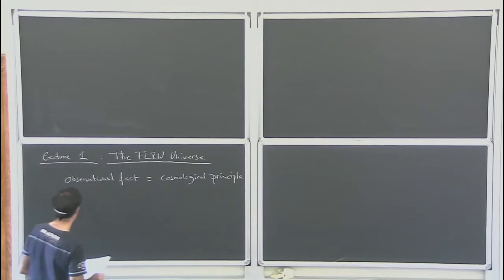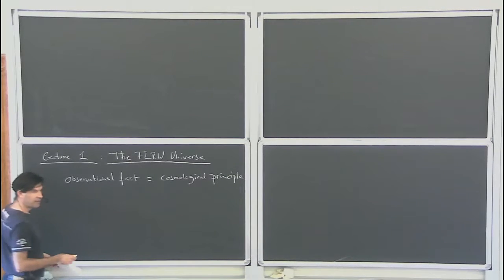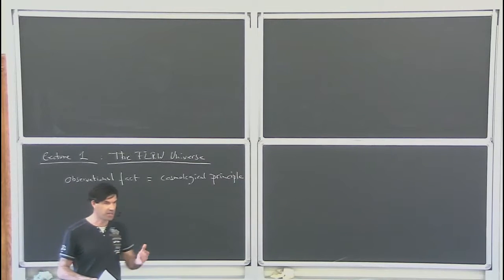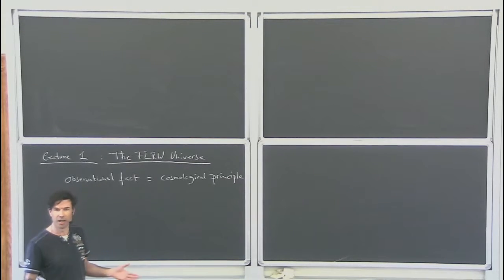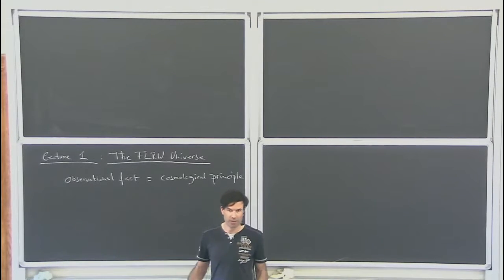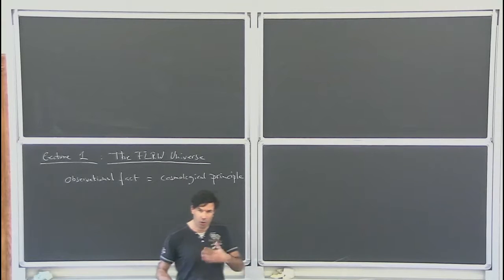The way to formalize this is, of course, to go to general relativity and to write down a metric that is consistent with homogeneity and isotropy on sufficiently large scale. So that's what this first part will be about. It will be about this idealized homogeneous and isotropic universe. And then starting from tomorrow, we will see how fluctuations around this homogeneous and isotropic universe grow with time.